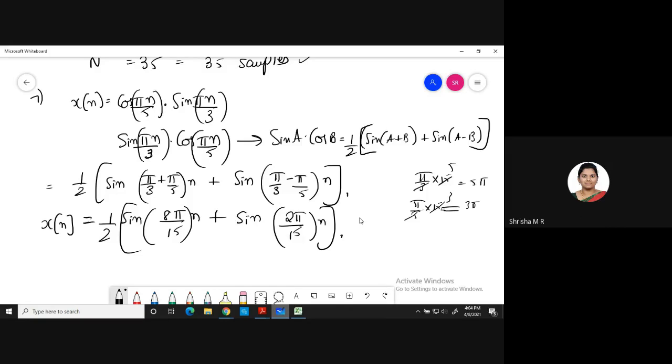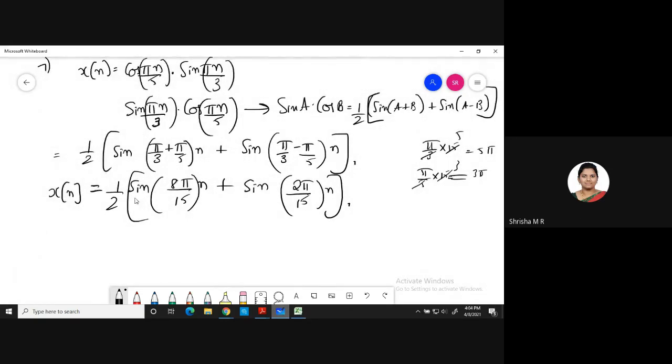Now we have got the signal in composite form. Don't worry about this half. This is the first part of the signal, the second part of the signal. This is 1 and this is 2. Now go ahead and find omega 1 and omega 2, or n1 and n2. So what do you get? What is omega 1?